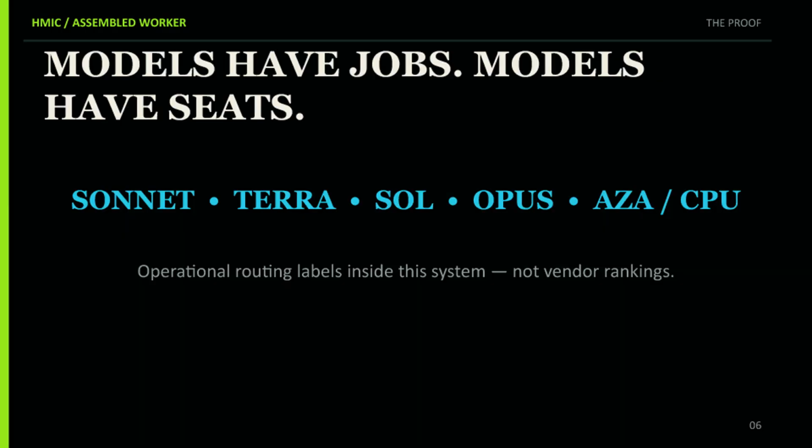The labels on the chart, Sonnet, Terra, Sol, Opus, those are operational seat names. They describe positions in the workflow during this 30-day period, not timeless claims about which vendor outperforms which.